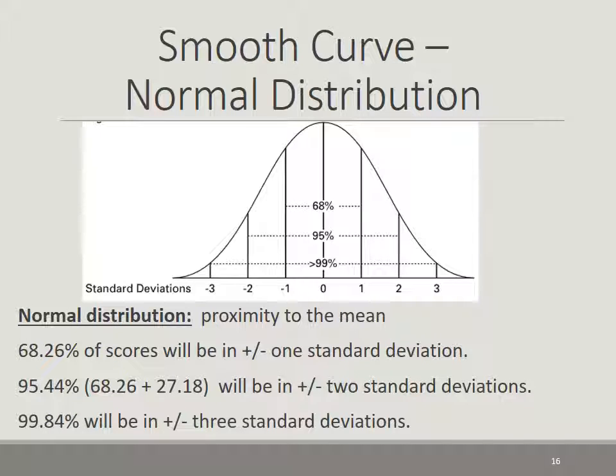All right, so back to this normal distribution stuff. We are, again, talking about proximity to the mean, and this is saying that 68.26% of scores will be ±1 standard deviation away from the mean. 95.44% will be within 2, 99.84 will be within 3. And that becomes really important because we can break that down further.